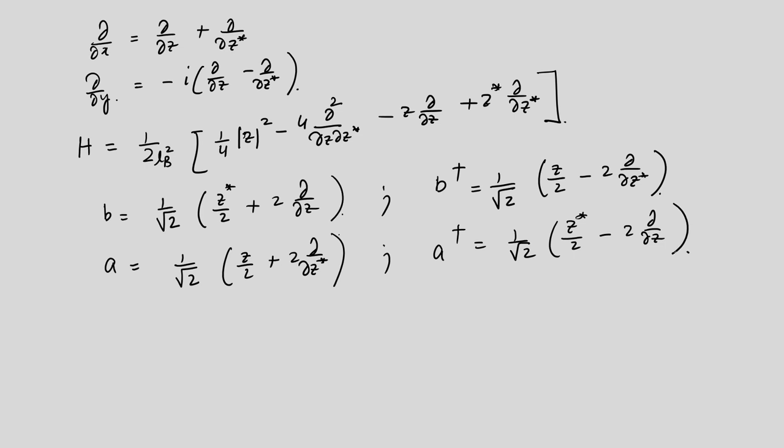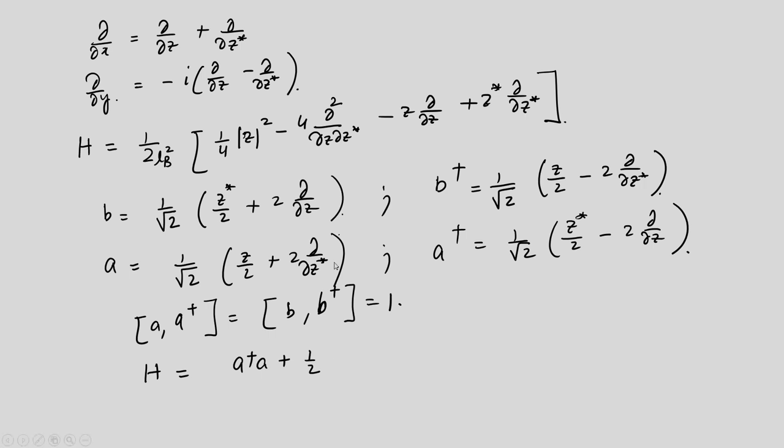So these are my a and b operators, and they have a similarity: both of them obey commutation relations equal to 1. And it can be written as H equal to a dagger a plus half. This is the Hamiltonian, of course; your h cross omega, et cetera, are absorbed in the definition because of this l_B squared being there.